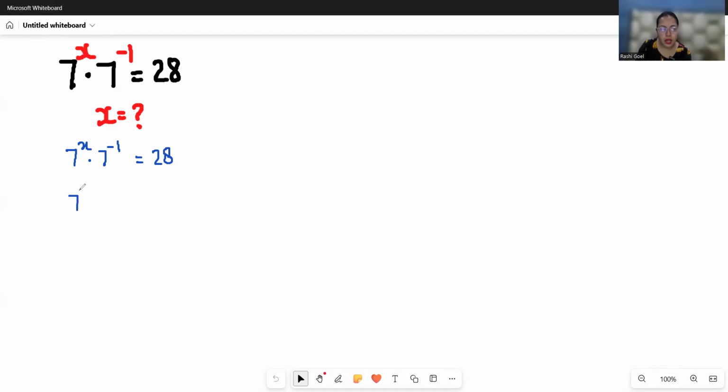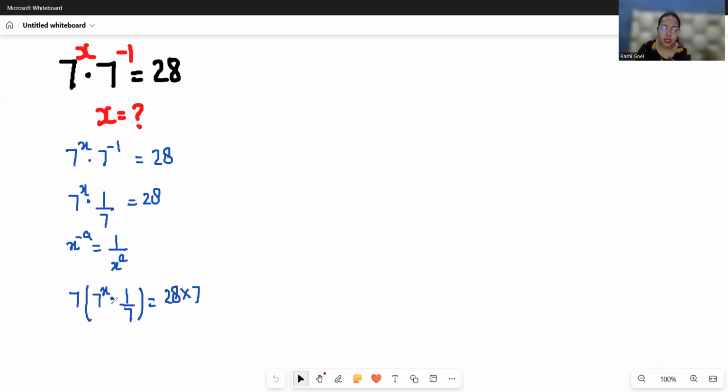So we can write this as 7 power x times 1 by 7 equal 28. As per exponent rule, x power minus a, we can write it as 1 by x power a. Now, if I take common the 7, it becomes 7 power x times 1 by 7 equals 28. That means we multiply 7 on both sides, so this will cancel out.